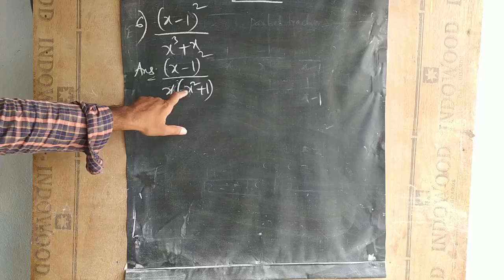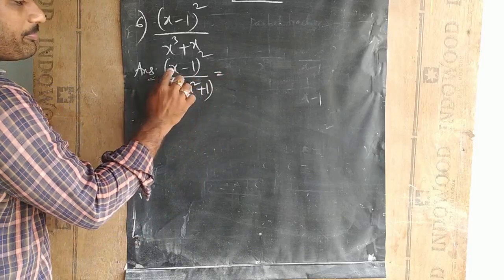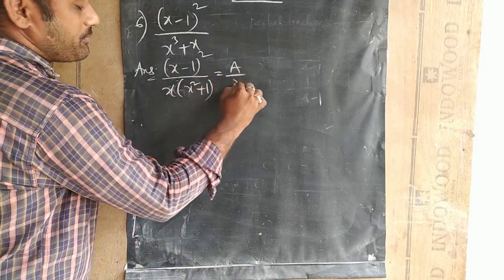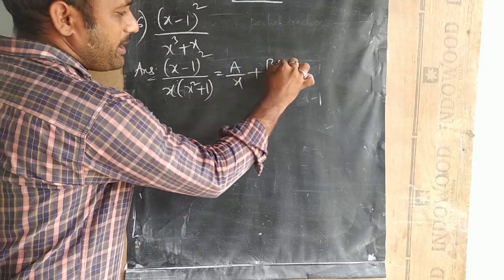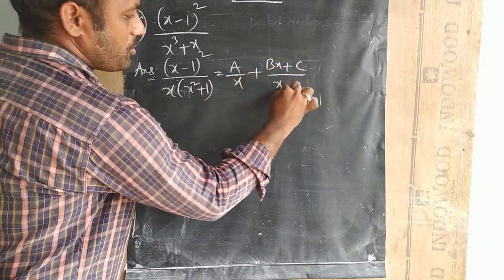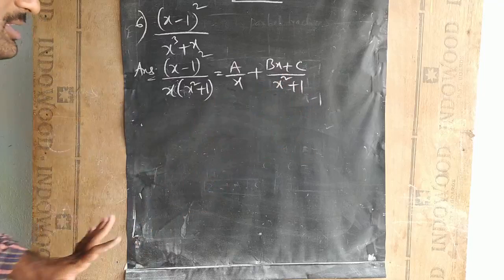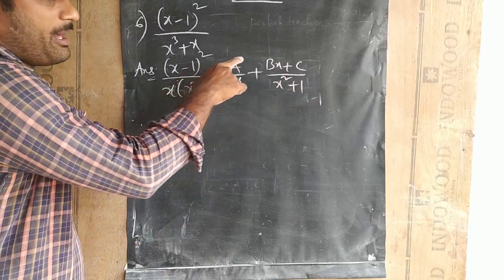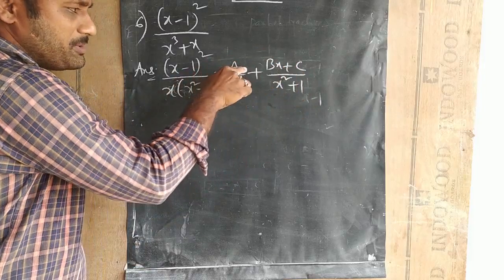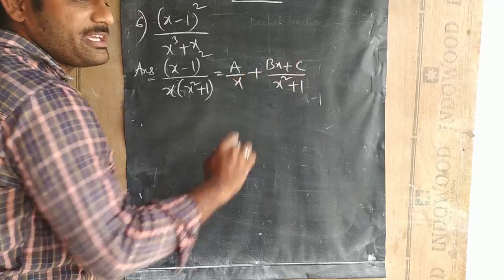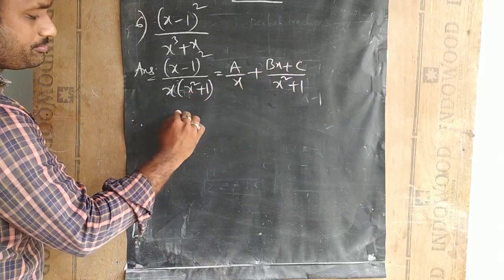Whenever the highest degree is quadratic, we can directly write it like this: a by x first, normal, plus, whenever it is a quadratic, you have to use bx plus c by x square plus 1. If suppose the a variable and b variable are also covered, then we have to write here cx plus d. If c is also covered, you have to write dx plus e. It keeps on going. So what is the LCM now?